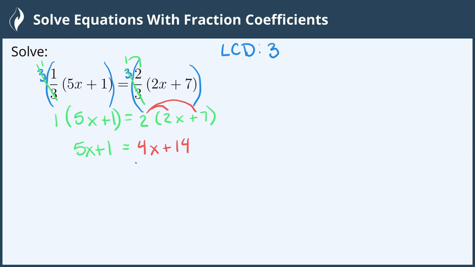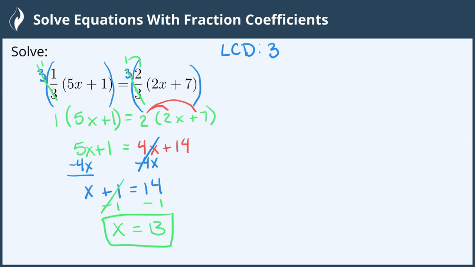Now we need to combine all the variables on one side. I'm going to choose to subtract 4x, so all the variables are on the left side. 5x minus 4x is 1x, which is just x, plus 1 equals 14. Now we need to subtract 1 to isolate the variable, and we get x equals 13.